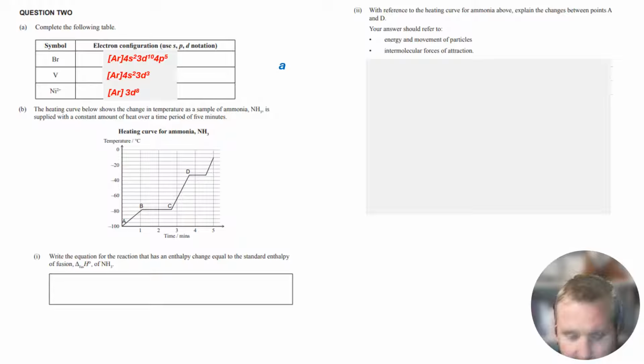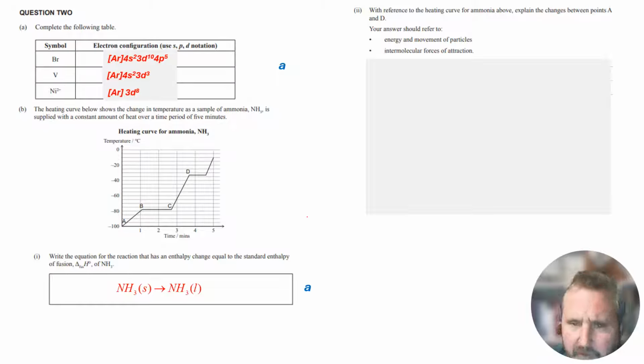The first part we have to do is write a fusion equation. Now fusion equation is when a solid turns to a liquid. So even though it uses the word fusion, which would mean coming together, in this case it means a solid going to a liquid. So we write NH3 solid, arrow, NH3 liquid. This is the equation we're looking for. This is an achieved equation.